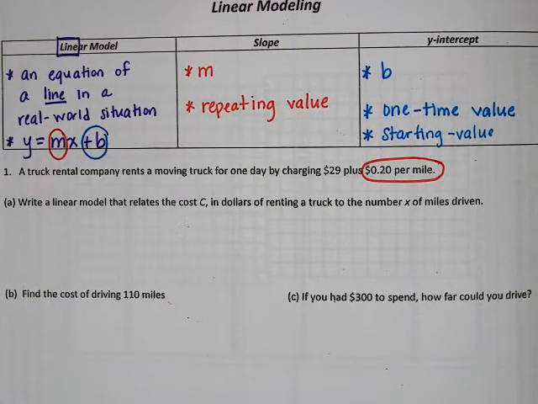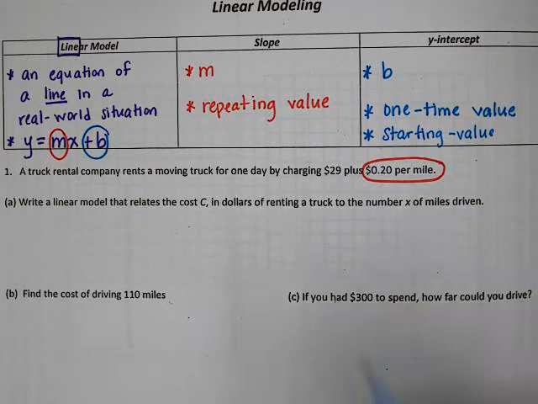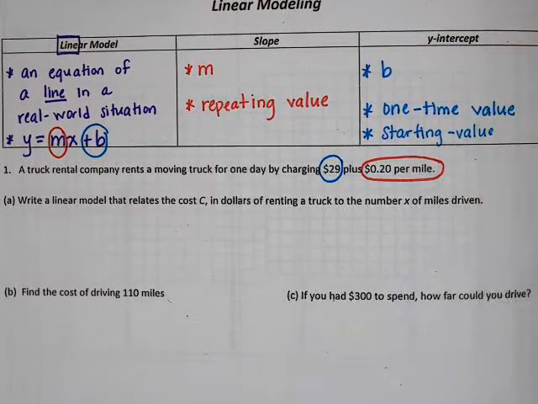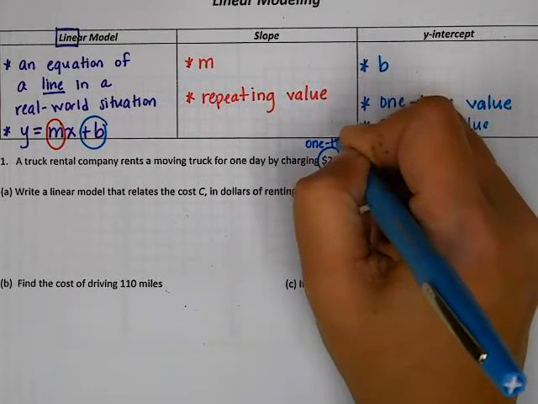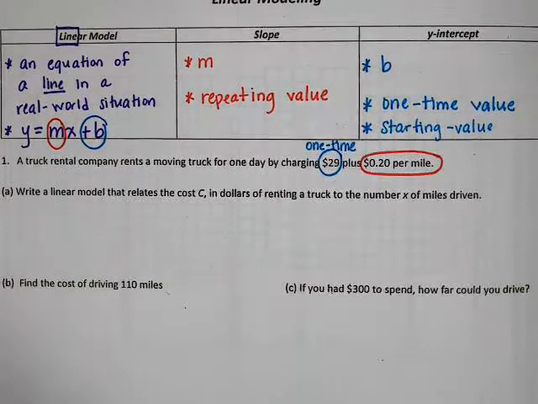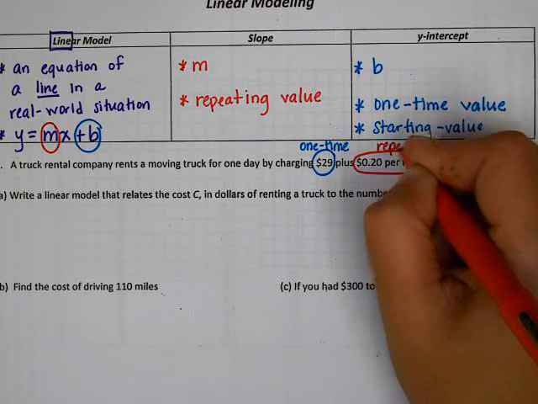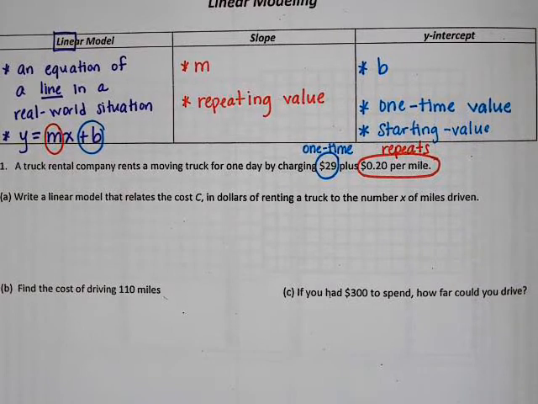So if we go back to this idea, a truck rental company rents a moving truck for 1 day by charging $29 plus 20 cents per mile. This $29 is only going to get charged one time. So that would be your b value. And this 20 cents per mile is going to get charged repeatedly. So that's going to end up being your slope value in your equation.